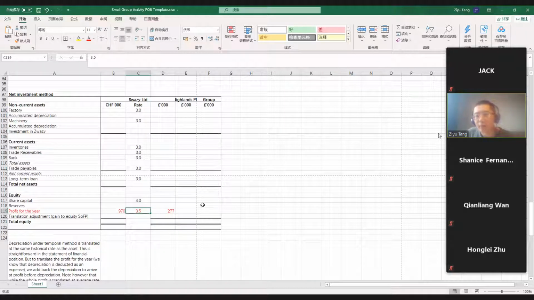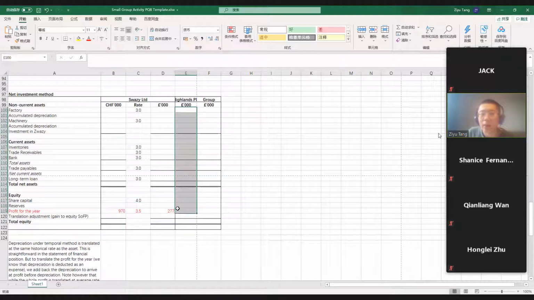So to you, I can't explain more details. I think just remember we don't make an adjustment. So this is a key point. Profit for the year, very important. All other items are very simple. For other items, you just use the closing rate to calculate them.